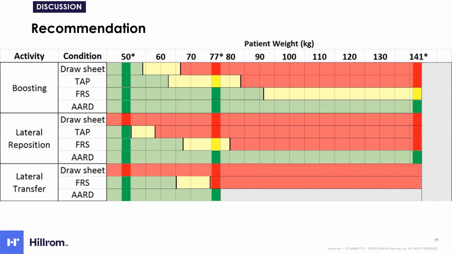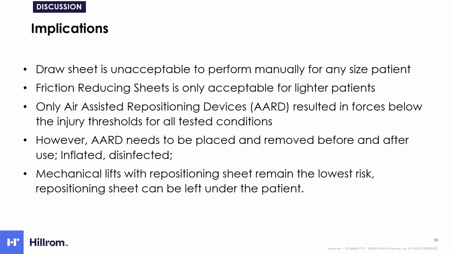So the asterisk sign indicates the actual patient weights that were tested in our current study. All other weight ranges are basically estimates. The black line between colors represents the interpolation of patient weight that corresponds to the psychophysical threshold of the pulling force. Generally, from this study, we know that a draw sheet is unacceptable to perform manually for any size of patient.